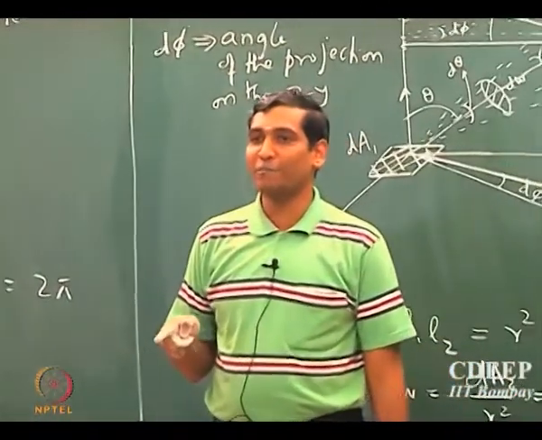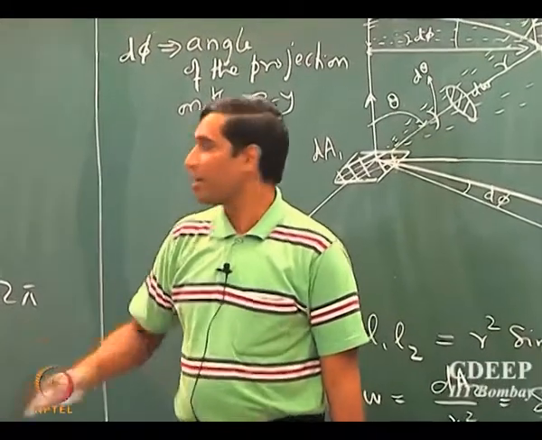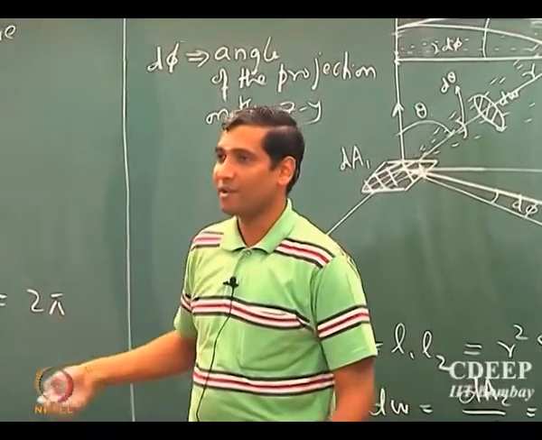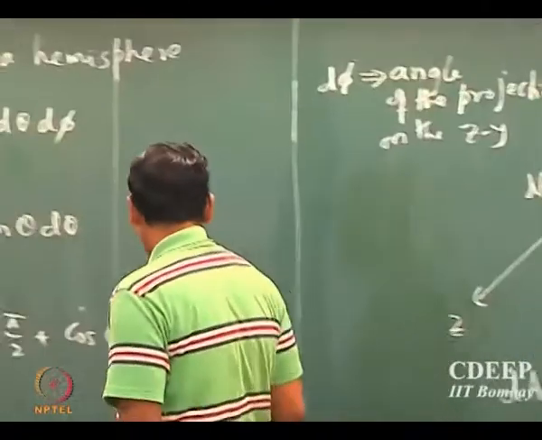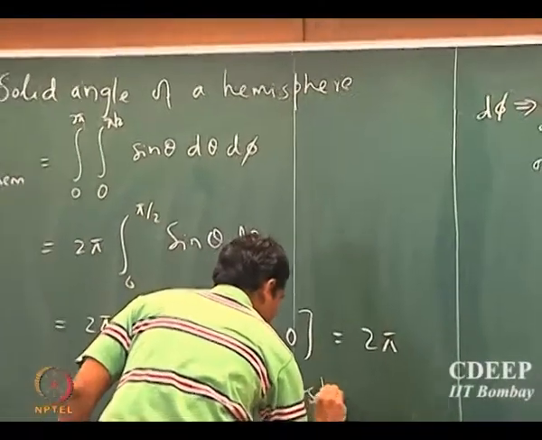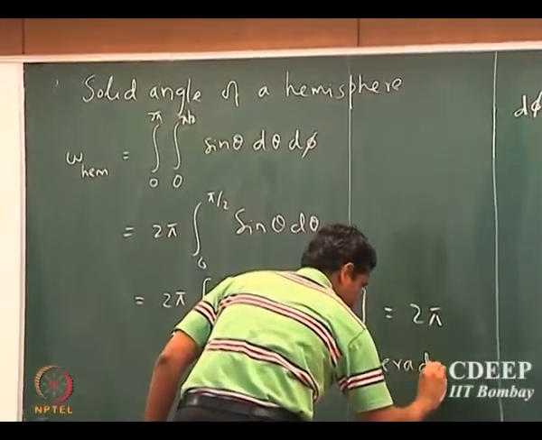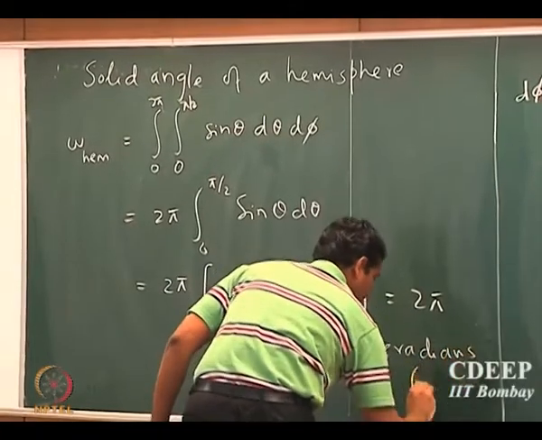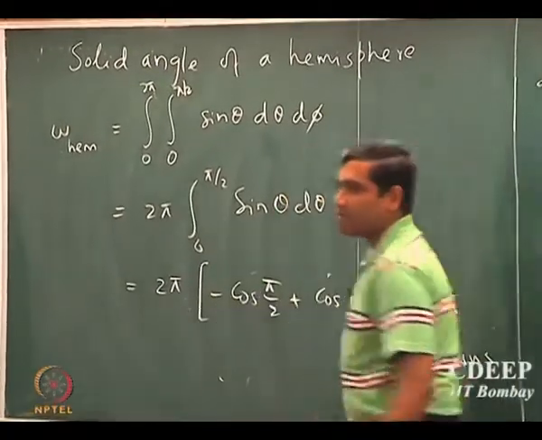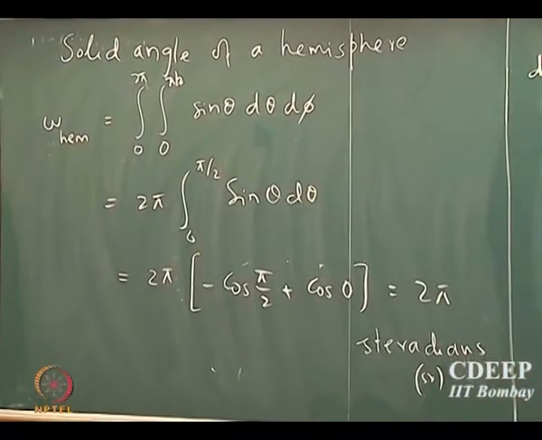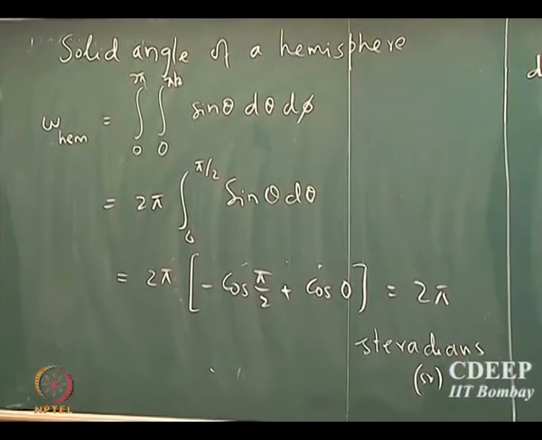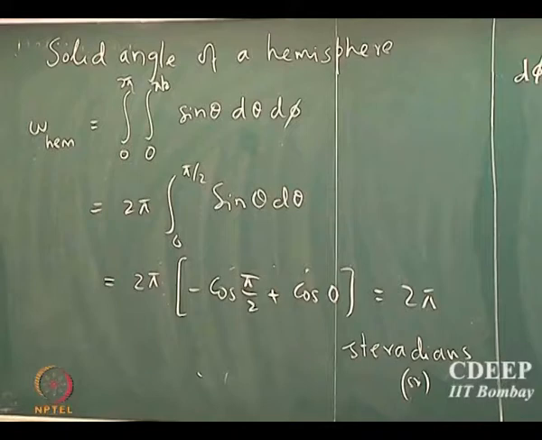And what will be that for a sphere? It will be 4 pi. The unit that is used here is called steradians, and it's typically represented as SR. So that's the unit for solid angle. It's called steradians. Okay.